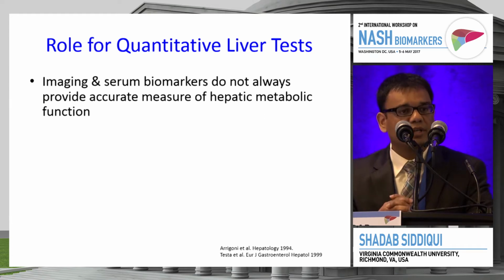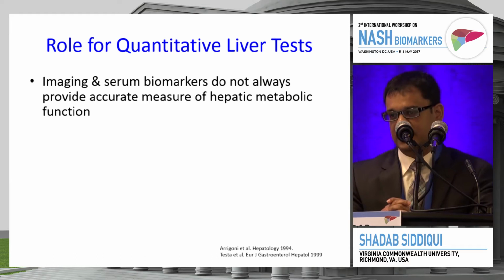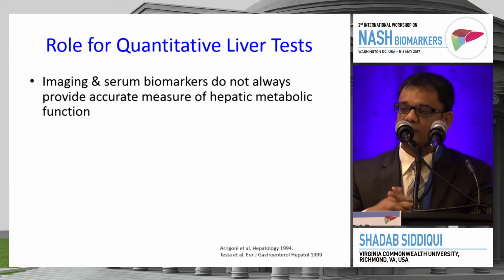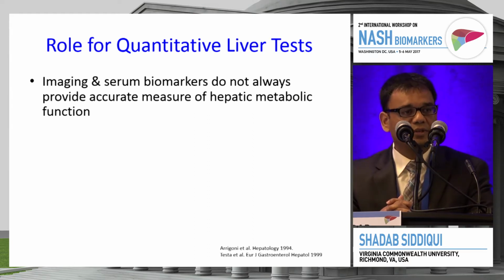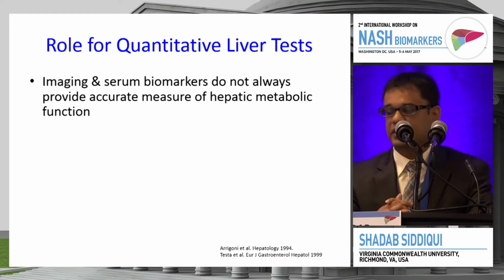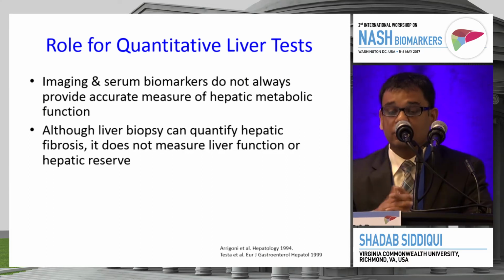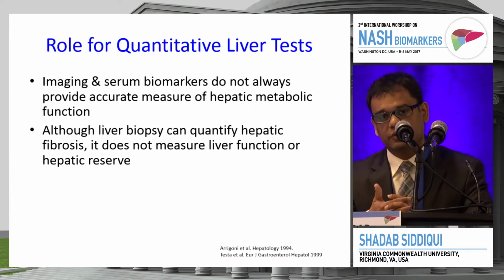And this is important because as patients progress along the disease spectrum and develop fibrosis, and eventually develop cirrhosis, they have a reduction in hepatocyte mass and increased portosystemic shunting. And as those two parameters worsen, they develop clinically significant morbidity in the form of complications of portal hypertension, and mortality. And although liver biopsy can quantify hepatic fibrosis, it does not measure liver function or hepatic reserve.